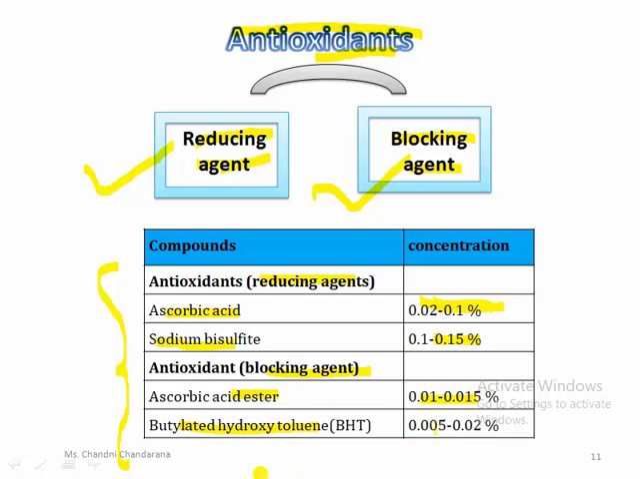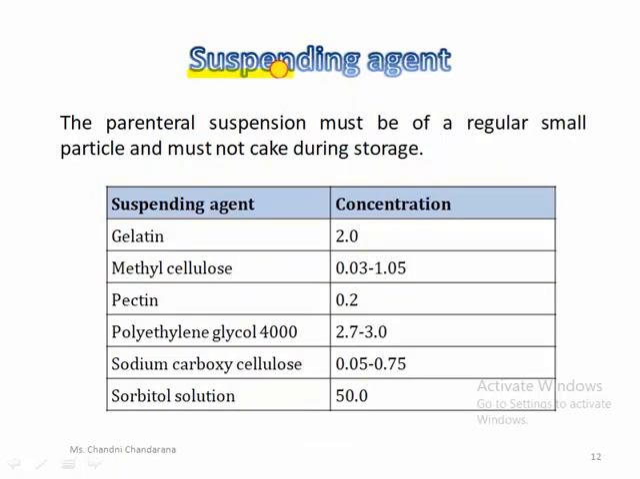These are the antioxidants. Now next is the suspending agent; when our preparation is a suspension we require suspending agents. So what is a suspending agent? The parenteral suspension must be of regular small particles. It should contain very small particles and it must not cake during storage. It should be easy to resuspend. This is the most important requirement of a suspension.